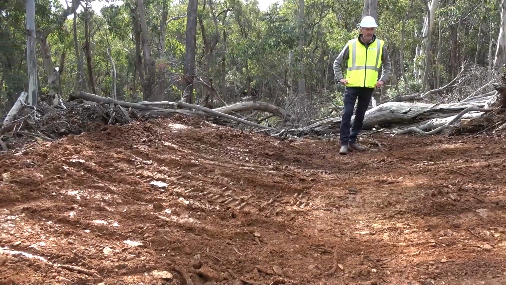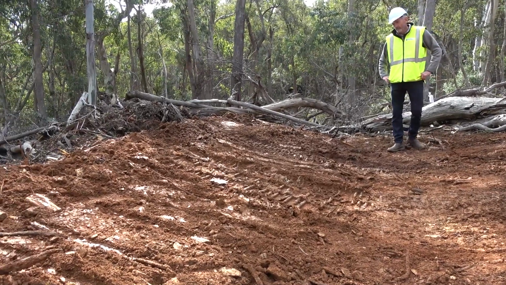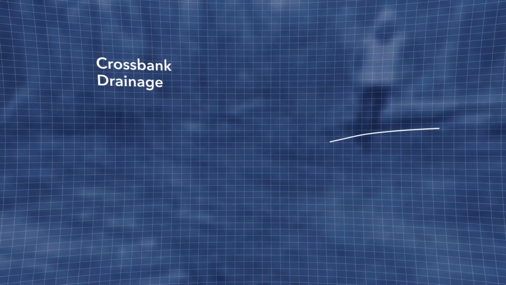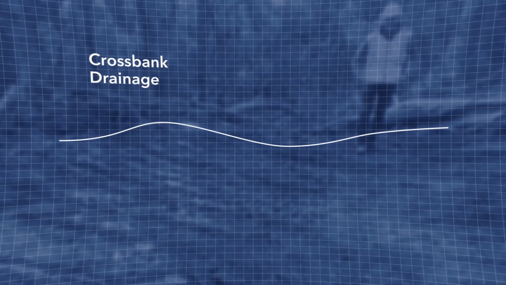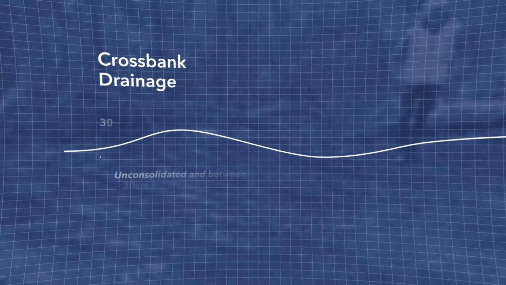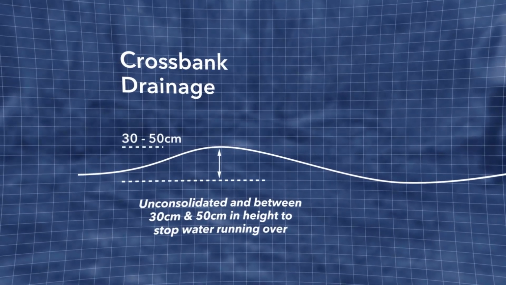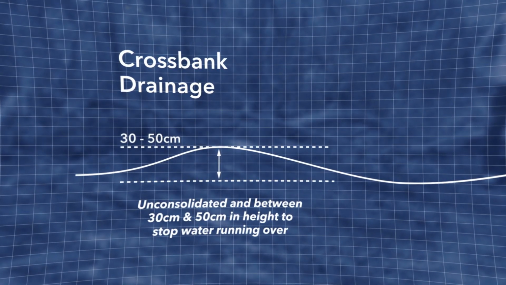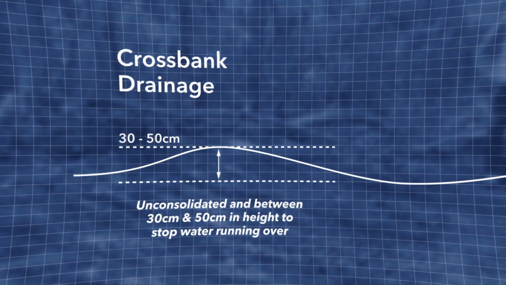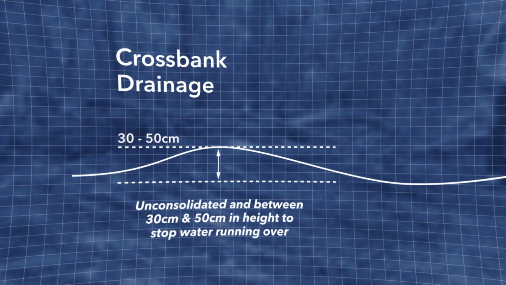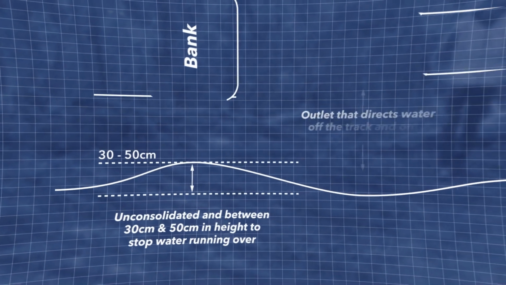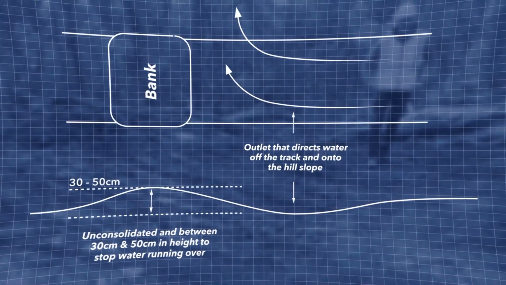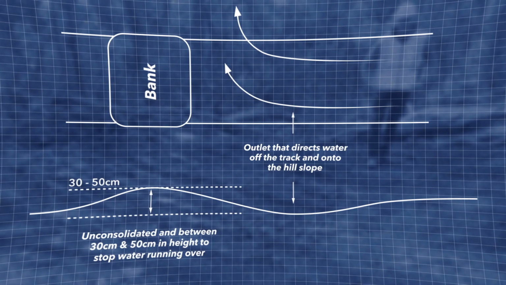This bank is a good example of a well-built bank. It has a gentle approach into the bank, which was used to collect the soil. The bank itself is unconsolidated and between 30 and 50 centimetres high, so there is no chance that water will run over the top and continue down the track. And it has an outlet that directs the water onto the hill slope where it can spread out and soak in.